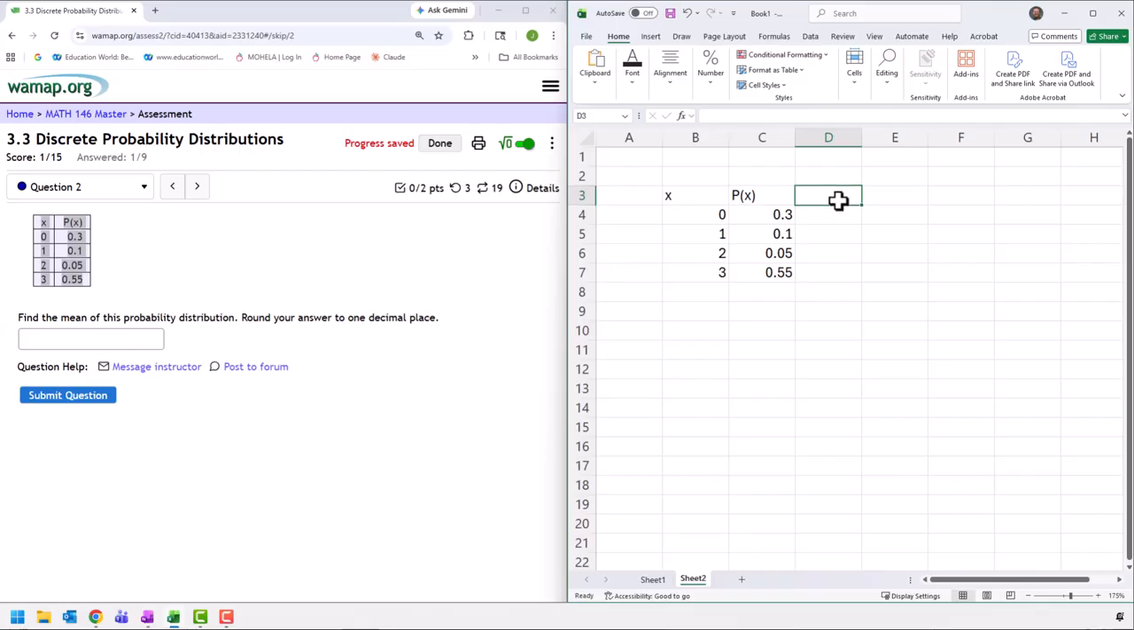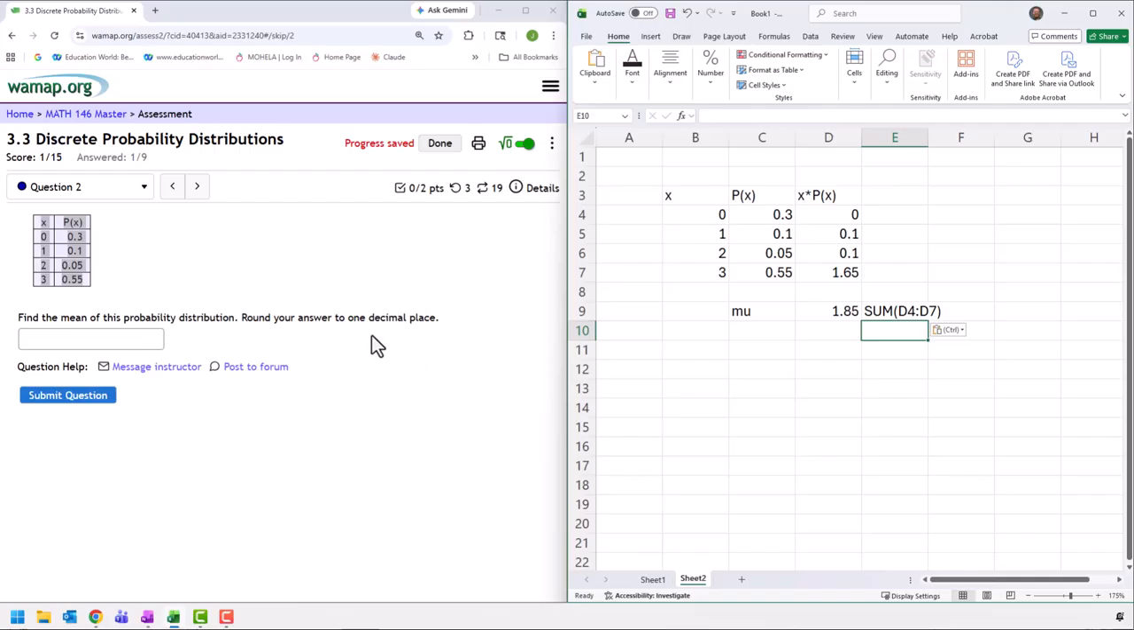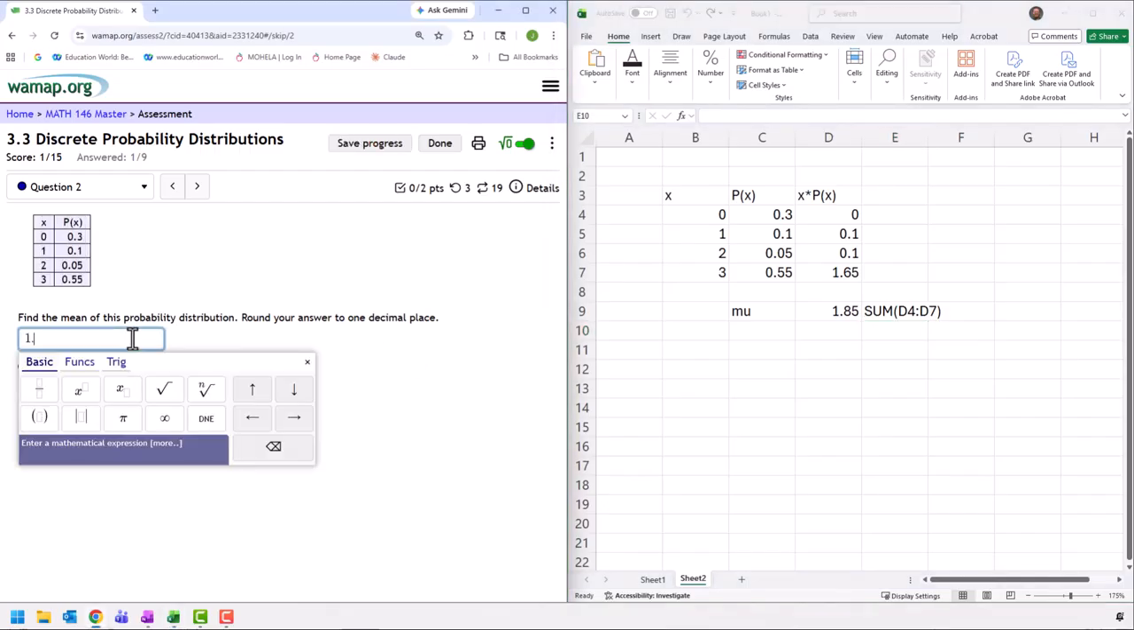For the mean, we want x times p of x. And what that looks like here is this column multiplied by this column. And then the mean here, mu, is the sum of these. That's that formula we had, the sum of all the x times p of x. So this is our mean here. It says round to 1 decimal place, 1.9.